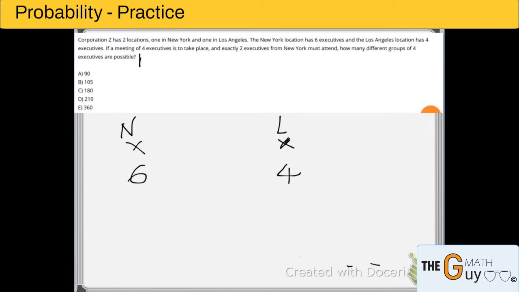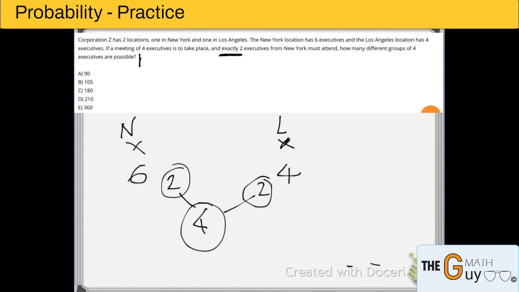If a meeting of 4 executives is to take place, exactly 2 executives from New York must attend. It says exactly, it doesn't say at least 2. If the question said at least, then it could be 2 or 3 or 4, 2 or more. But it says exactly 2, which means the balance 2 have to be from Los Angeles.